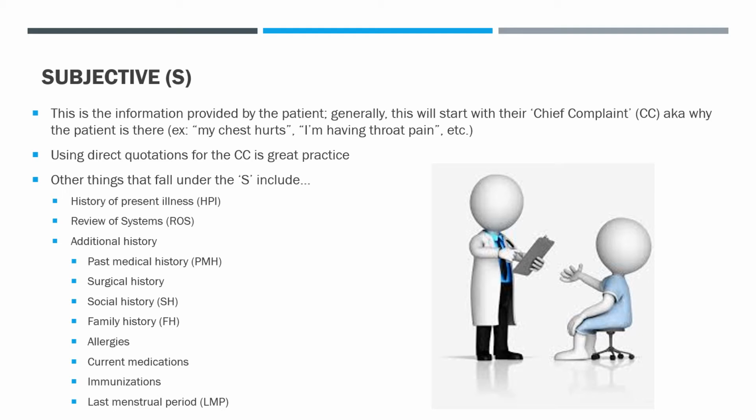Other things that will follow subjective include history of present illness, review of systems, additional history to include past medical history, surgical history, social history, family history, allergies, current medications, immunizations, and for women, last menstrual period.